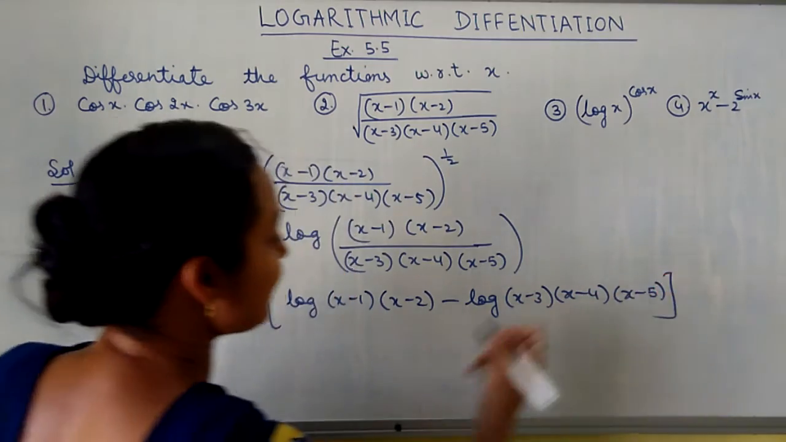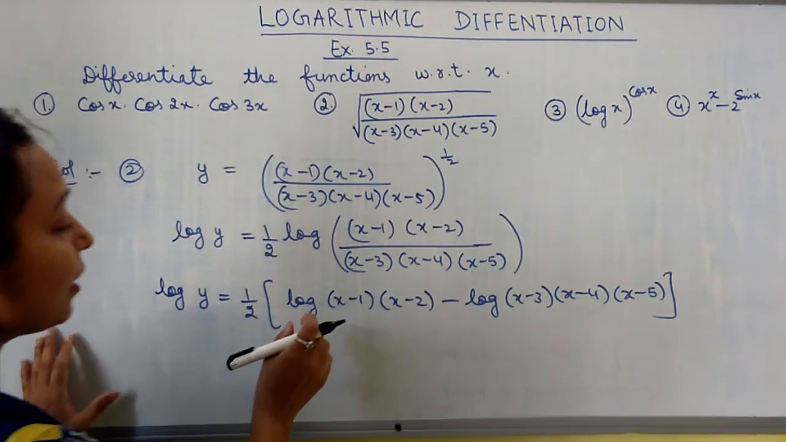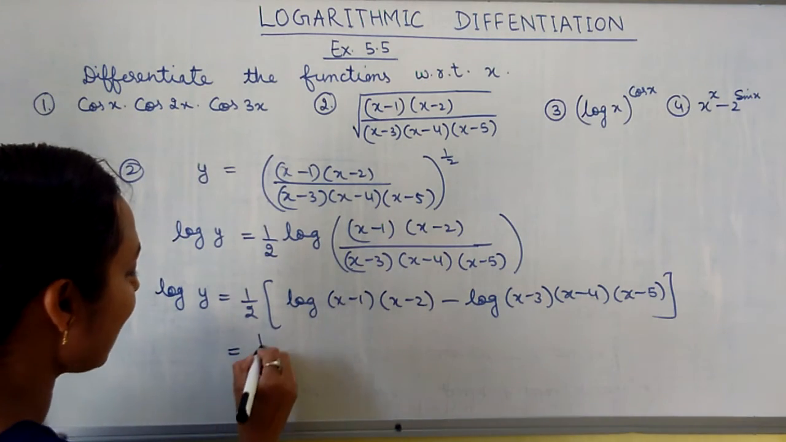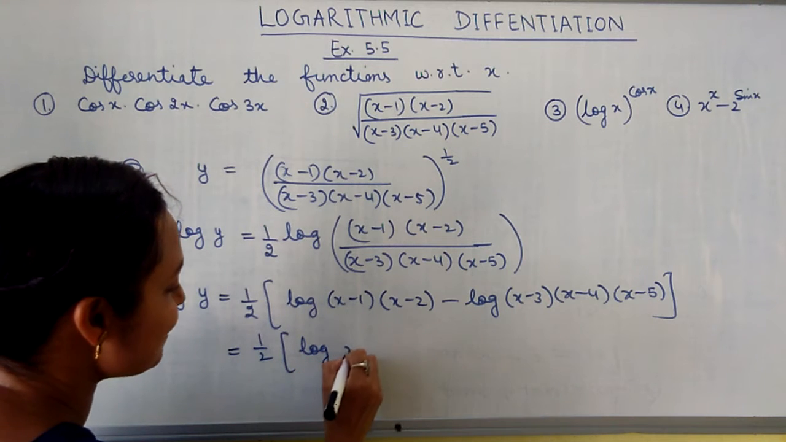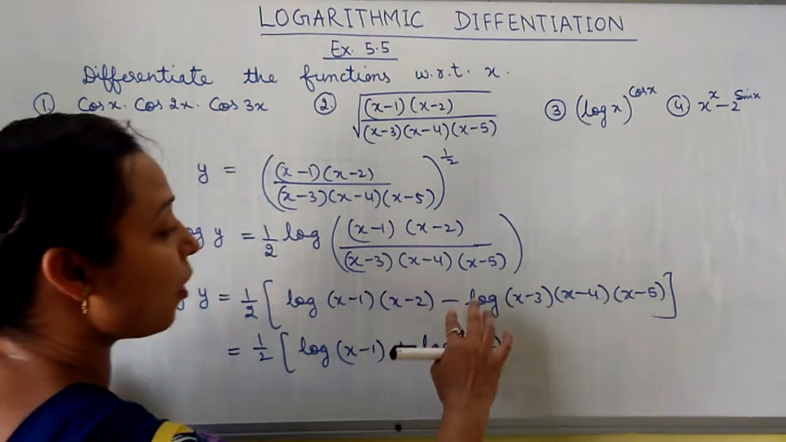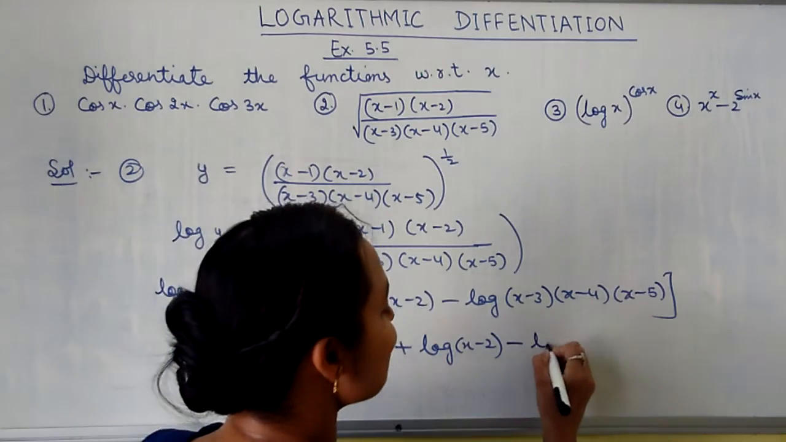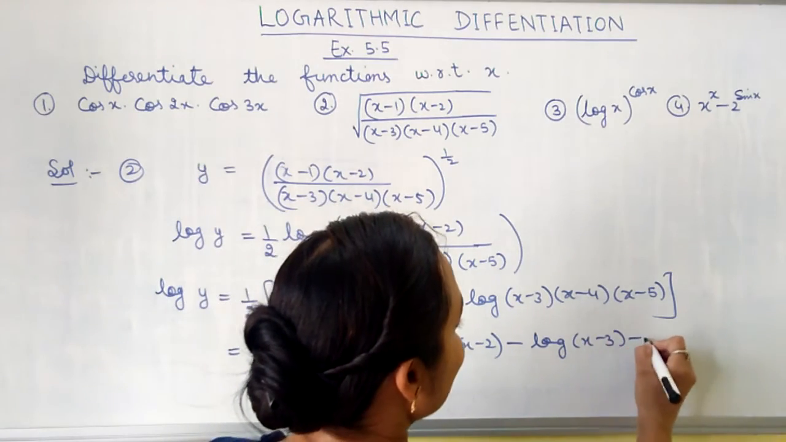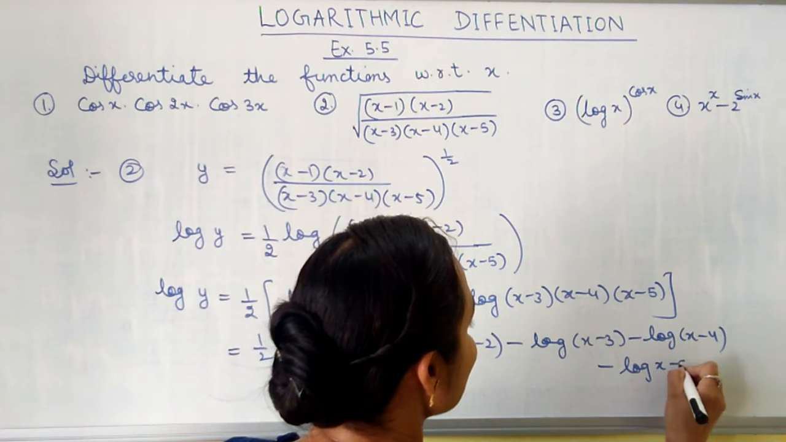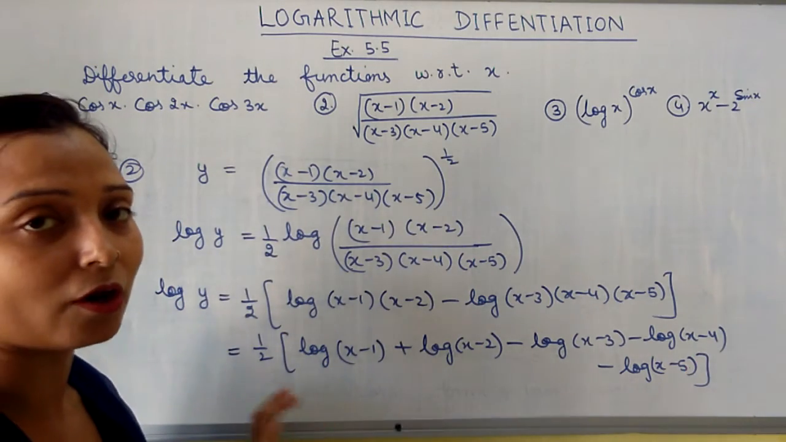Okay. So this is now the third property which is applied, that is of logarithm, that is log a into b equals log a plus log b. This is half log x minus 1 plus log x minus 2, and here all the three terms which are positive convert into the negative form, minus log x minus 3, minus log x minus 4 and minus log x minus 5, and close the bracket. Now no further simplification of logarithm is possible.